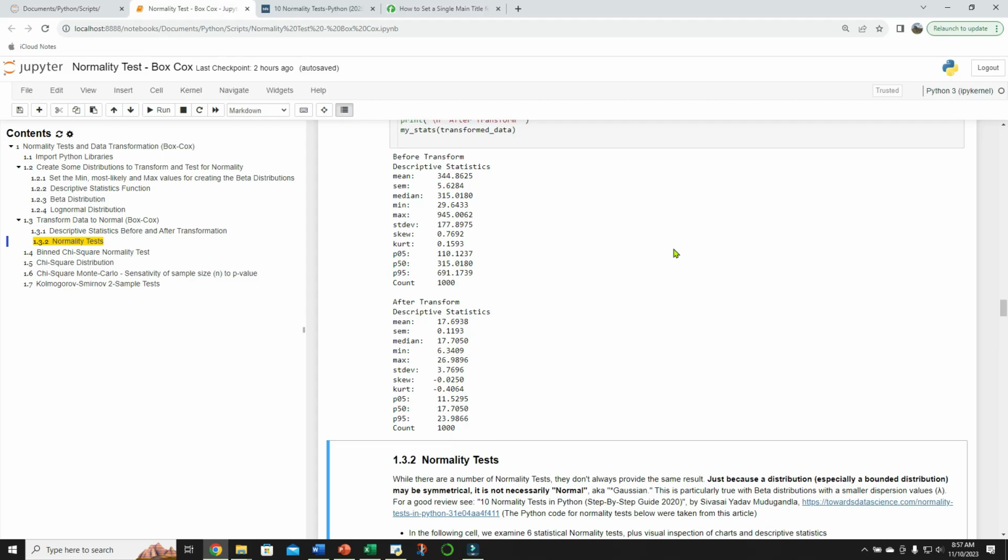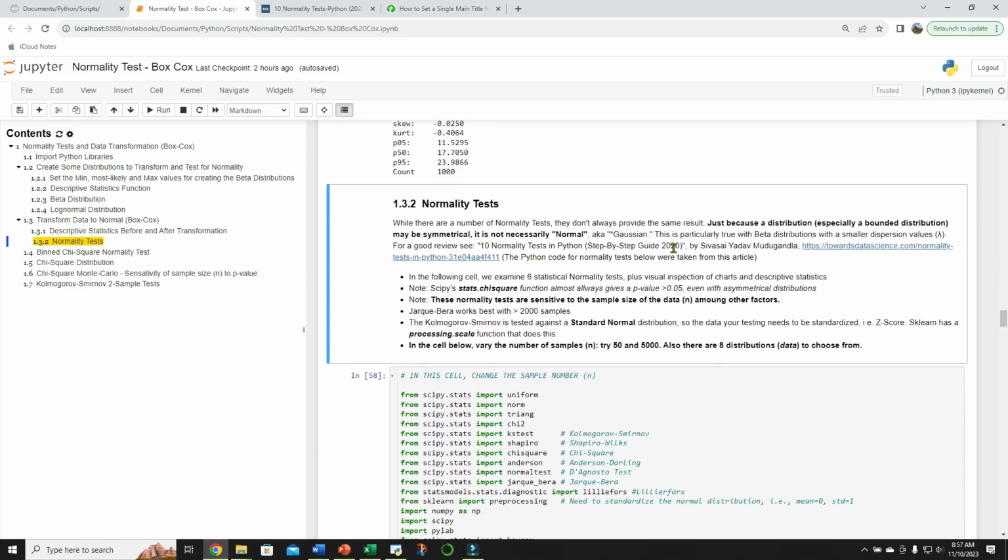Now let's move on to normality tests. While there are a number of normality tests, they don't always provide the same result. Just because a distribution, especially a bounded distribution, may be symmetrical, it is not necessarily normal. In the following cell, we'll examine 6 statistical normality tests, plus visual inspection of charts and descriptive statistics. I want to note that normality tests are sensitive to the sample size, among other factors.